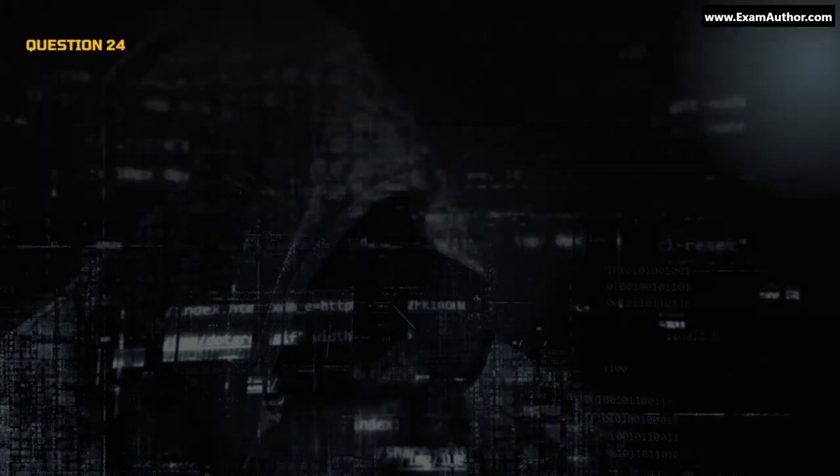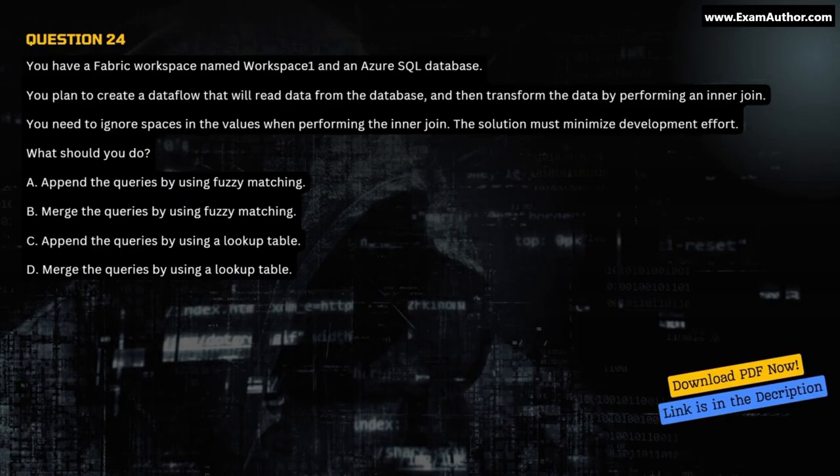Question 24. You have a Fabric workspace named Workspace 1 and an Azure SQL database. You plan to create a data flow that will read data from the database, and then transform the data by performing an inner join. You need to ignore spaces in the values when performing the inner join. The solution must minimize development effort. What should you do?